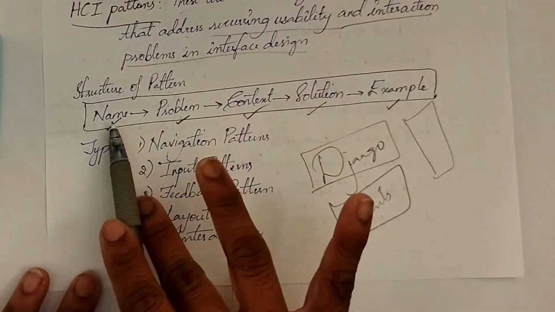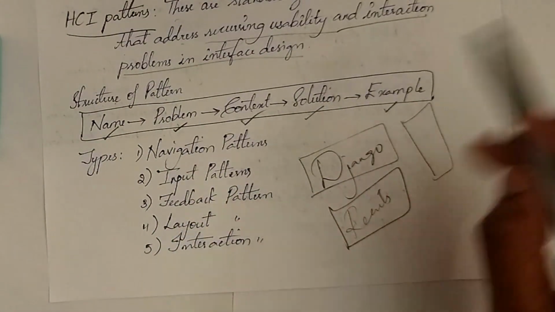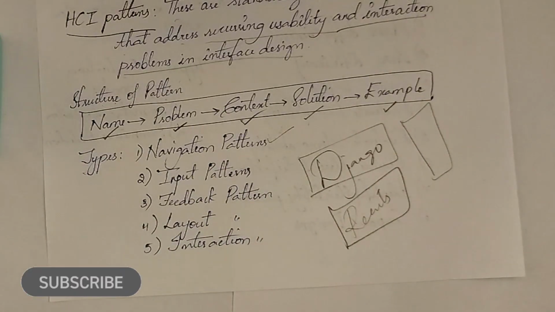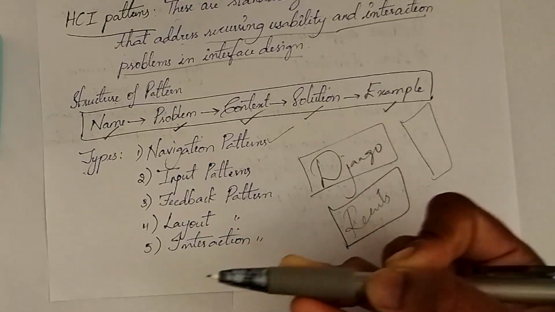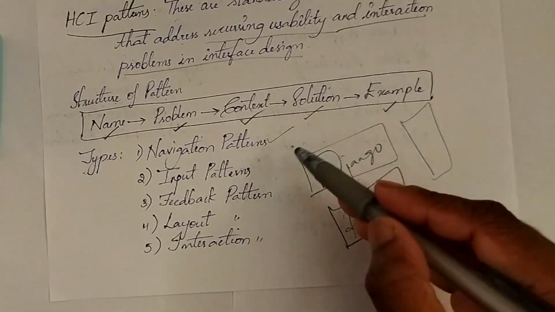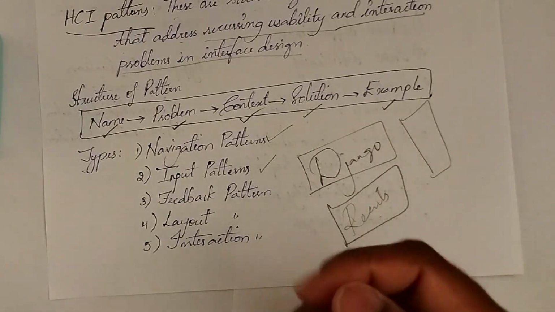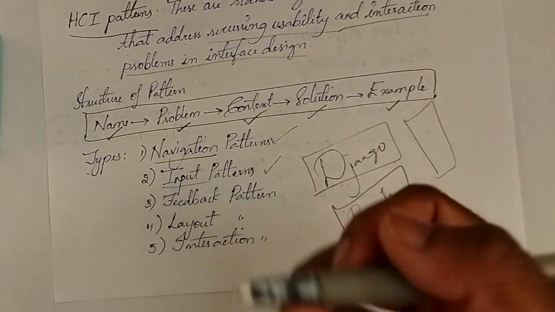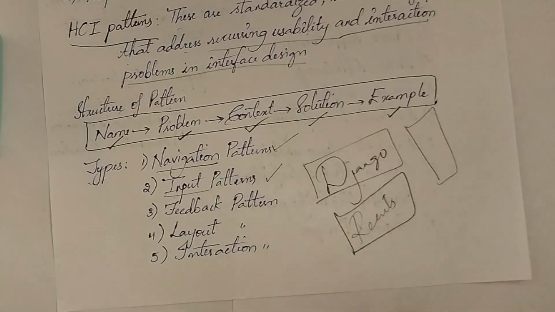So the structure of a pattern has the name, problem, context, solution and the example. There are different types of pattern. The first pattern is the navigation pattern. It is one of the standard patterns that help users move through the system, like menus, navigation bars, breadcrumbs. All this comes under the navigation pattern. Next one is the input pattern. Navigation is about navigation, input is about input. It helps users enter data, like forms, drop-down lists, check boxes and all.